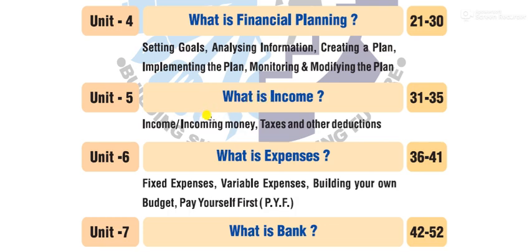Unit 5 is based on income. Unit 6 is based on expenses, the different expenses which you are incurring. Unit 7 is based on the bank. What is a bank? What are the various functions of a bank? Maybe many of you usually visit banks with your father or parents. They must know the various activities we usually do in banks.